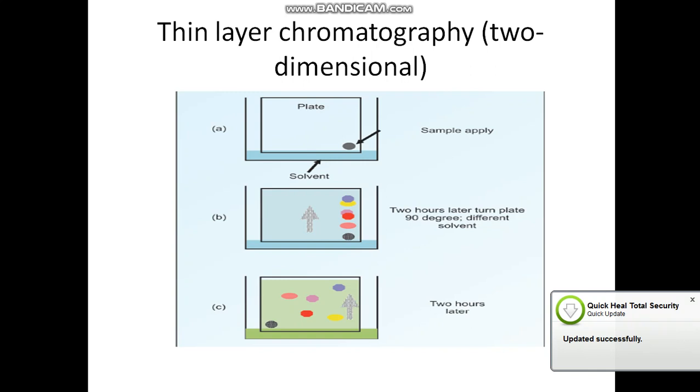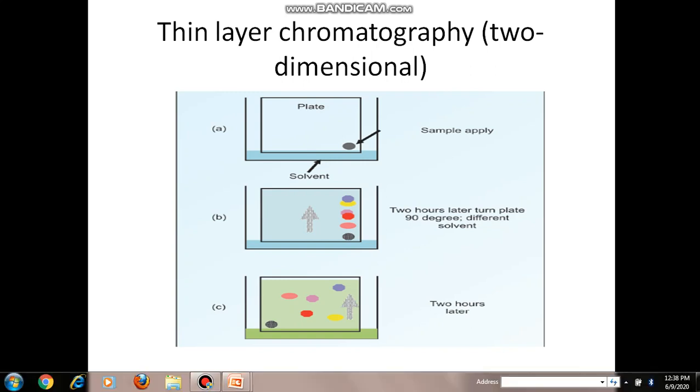How do we visualize the spots? After chromatography, the paper is taken out and dried, then a locating reagent, which may be ninhydrin for amino acids and proteins, H2SO4 for phospholipids, and diphenylamine for sugars, is sprayed on the paper. The components of the mixture and known sample appear as discrete spots on the paper.